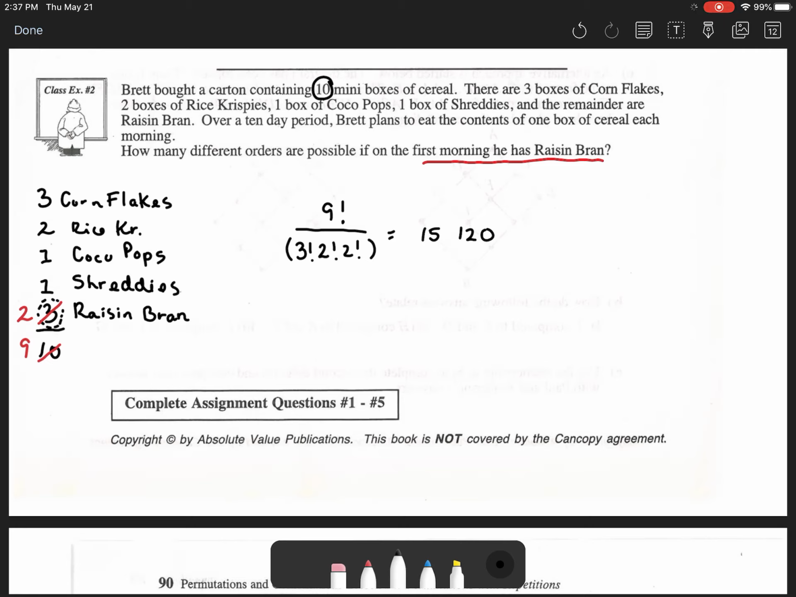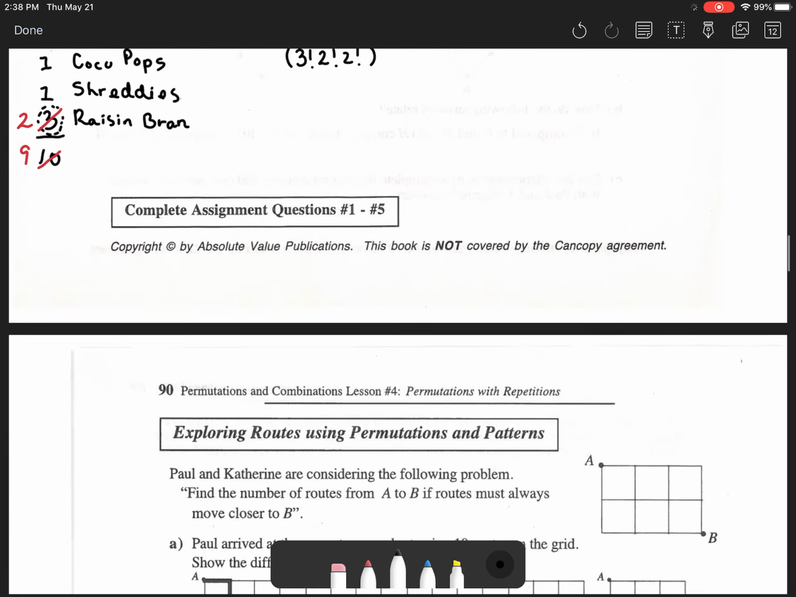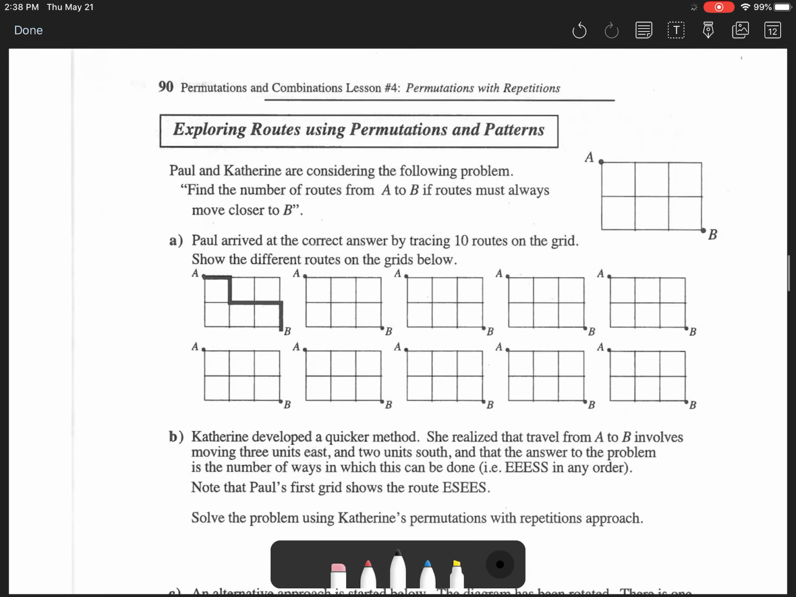So again, drawing parallels between questions we've done and new ones you see is really important. Whether it's boxes of cereal, like I said, or letters in a word, whatever it may be, if they are repeated and you cannot distinguish one from the other, we must divide by the number of times it occurs in the question.